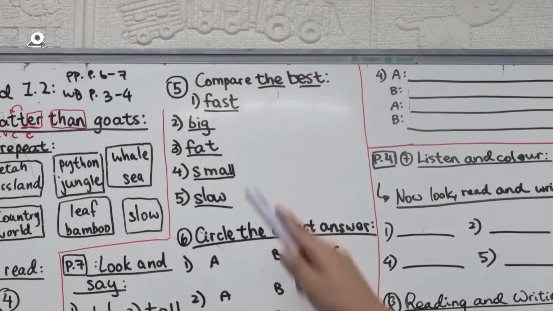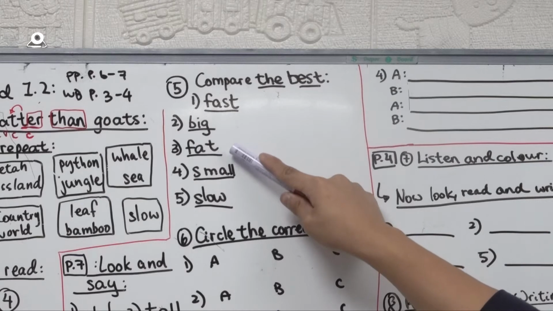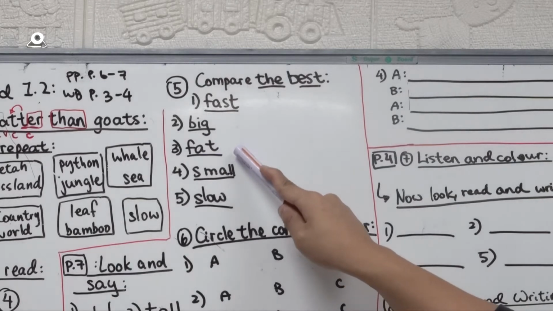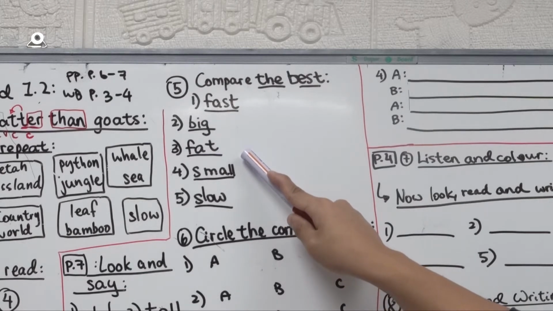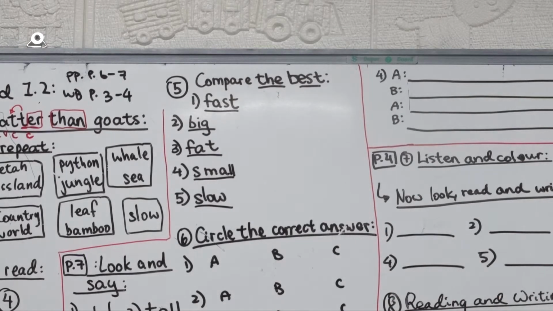What about number 3? Number 3, we have a hippo, a giraffe, and a lion, and the word is fat. Who is the fattest? Hippo, lion, or giraffe? The hippo, right? The hippo is the fattest. So how do you write the sentence? The hippo is the fattest of the 3. Okay? The hippo is the fattest of the 3.